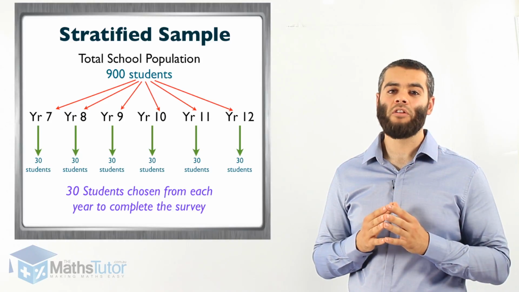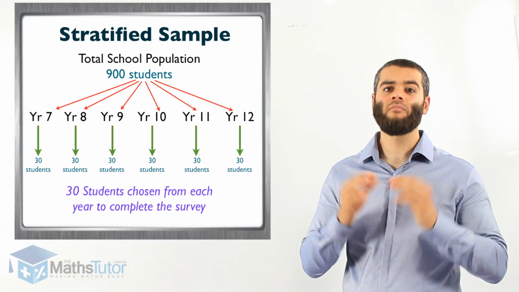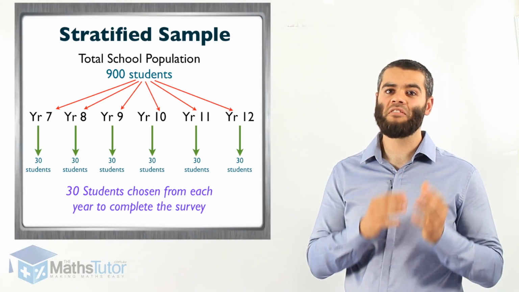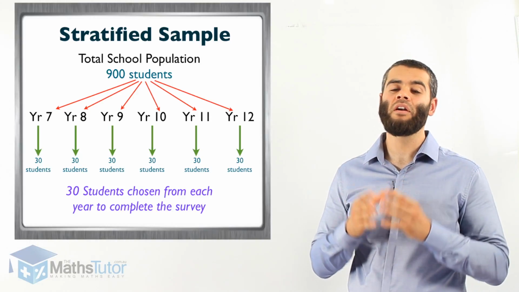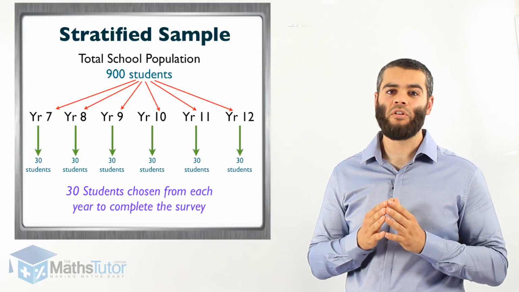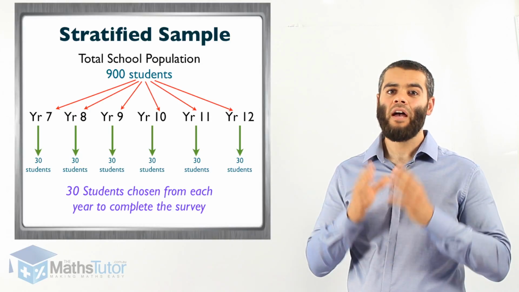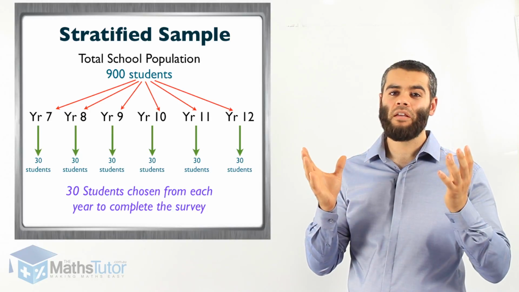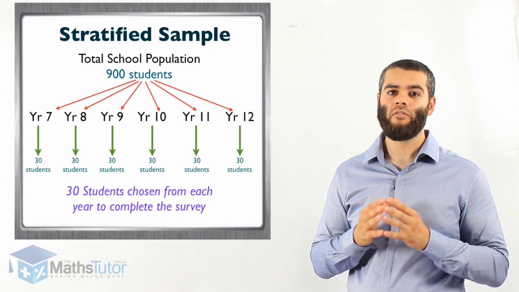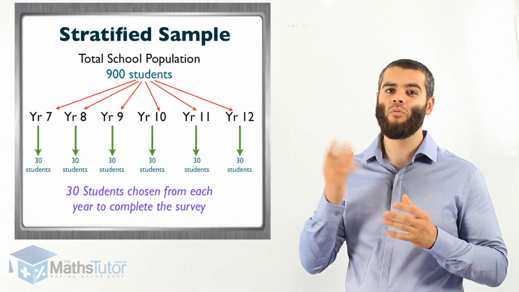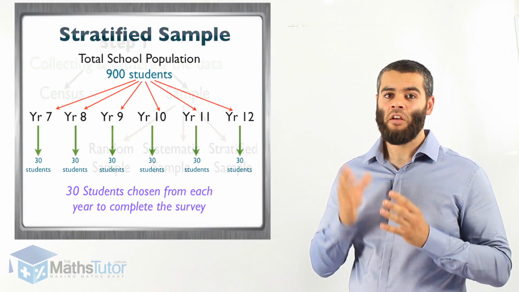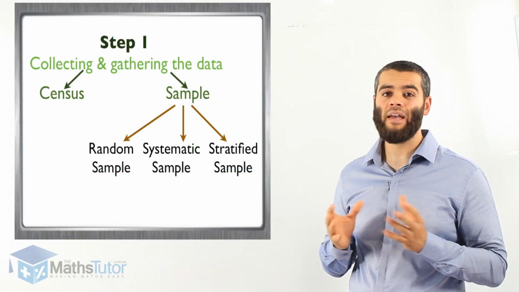That way, we are choosing a population that represents the total population from year 7, year 8, year 9, year 10, 11, and year 12. And that way, the survey is fair and it's conducted, making everyone happy that they've actually asked people from year 7 all the way to people in year 12. So these are the 3 types of samples available.